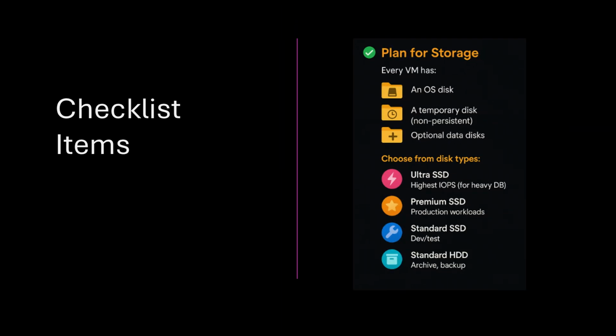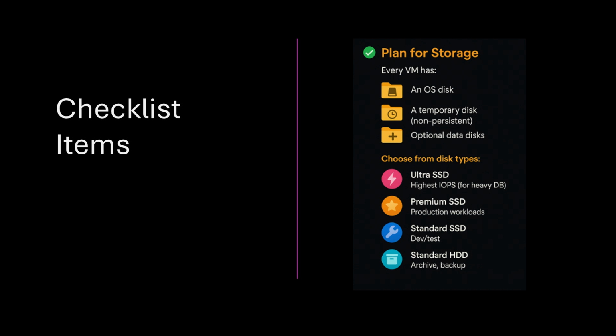When you create a virtual machine in Azure, you need to think ahead about how your storage will be structured. Every VM automatically includes a few essential storage components. First, you'll have an OS disk. This is where your virtual machine's operating system is installed. It's persistent and forms the foundation of the VM.